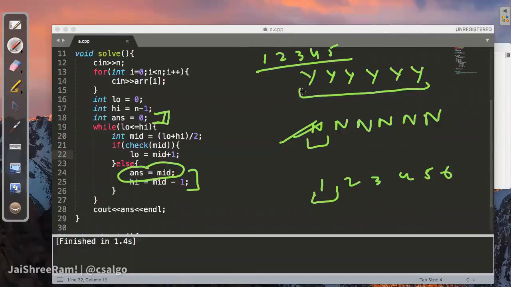So for all yes, you need to initialize it to 0, because if it's sorted, then you have to rotate it by 0 value, right? So that's why we have initialized the answer to be 0. Okay.